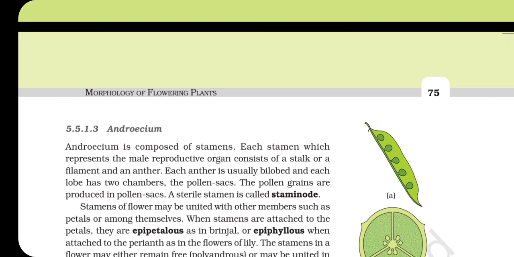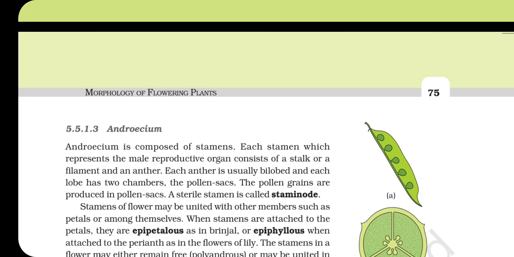Androecium is composed of stamens. Each stamen, which represents the male reproductive organ, consists of a stalk, a filament, and an anther. Each anther is usually bilobed and each lobe has two chambers, the pollen sacs. The pollen grains are produced in the pollen sacs. A sterile stamen is called a staminode.